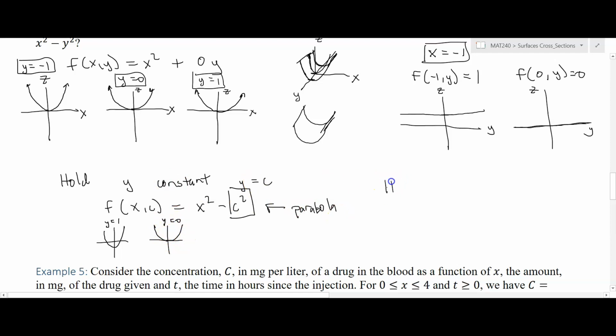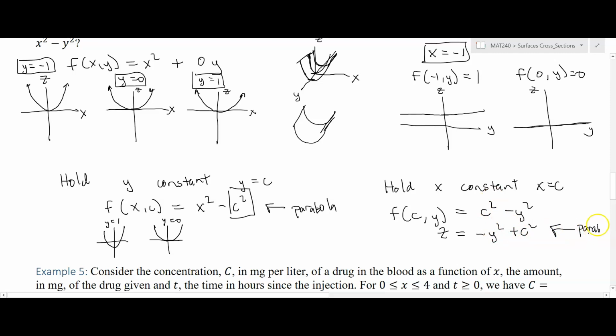And if I hold x constant, the graph that I would get is f of c comma y, which is c squared minus y squared, which is the graph negative y squared plus c squared. Now, this is a parabola, but it's a parabola that opens downwards. So this is going to have the general shape of pointing downwards like this. So in one direction, when we look at this graph, we see parabolas opening upwards, but then when we rotate that graph to look at z versus y, we see parabolas that open downwards.